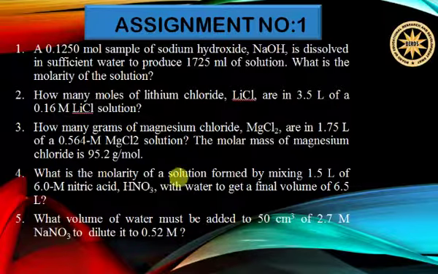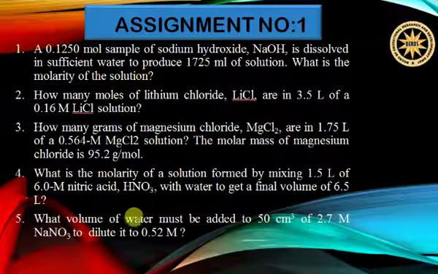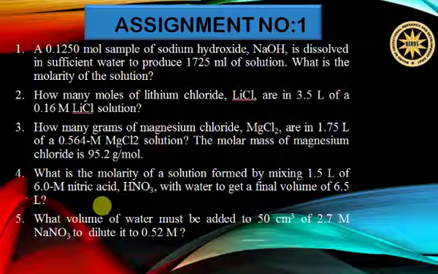Question number 4 is: what is the molarity of the solution formed by mixing 1.5 liter of 6.0 molar nitric acid, HNO3, with water to get a final volume of 6.5 liter? So this one uses the dilution formula, so you have to solve it by the dilution formula, which is M1 V1 is equal to M2 V2. The last one is: what volume of water must be added to 50 centimeter cube of 2.7 molar sodium nitrate to dilute it to 0.52 molar? So this is also solved by the dilution formula.